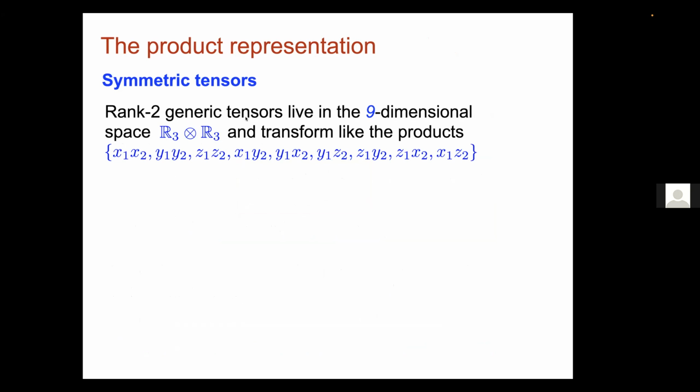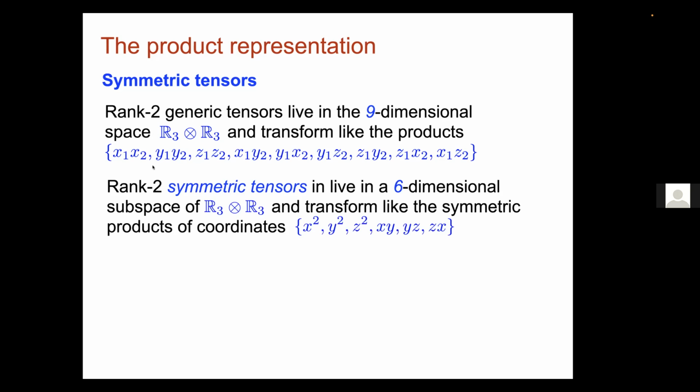So rank 2 tensors live in a 9-dimensional space, R3 tensor product with R3. This is the product I mentioned before. And they transform like these products, okay? The 9 possible products. That's the definition of tensor. It's something that transforms like the product of the coordinates. Now, rank 2 symmetric tensors live in a 6-dimensional subspace of R3 and transform like the symmetric products of just single coordinates.